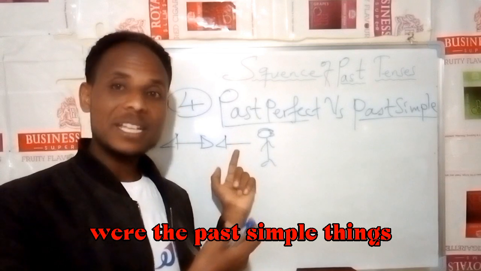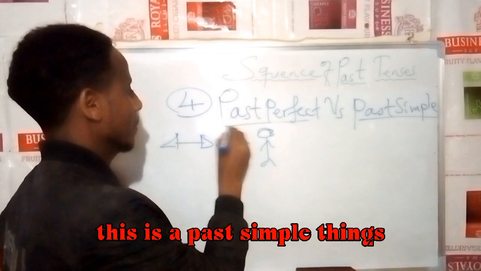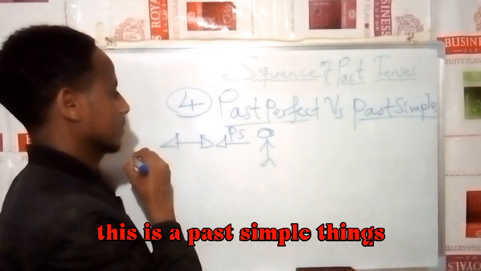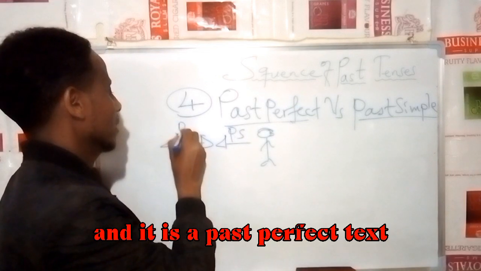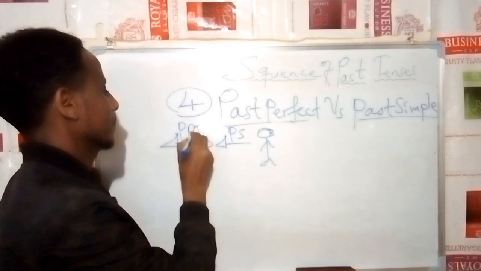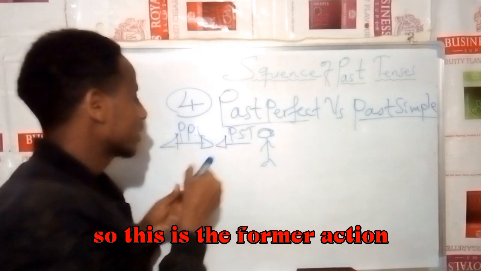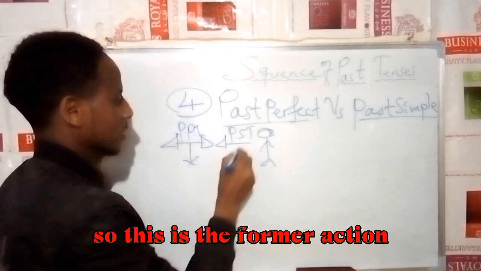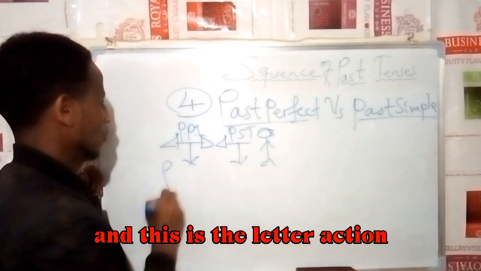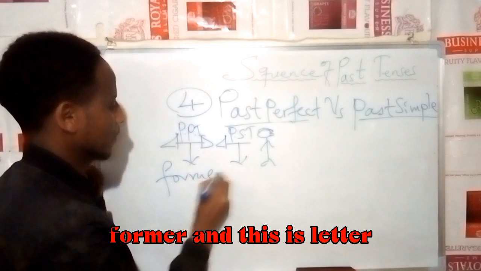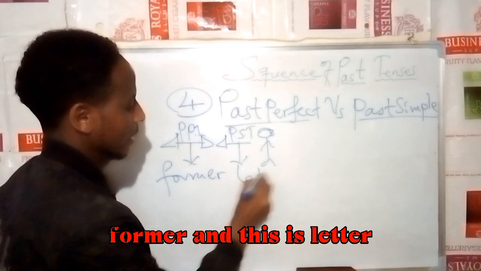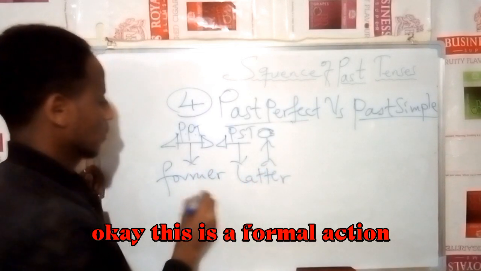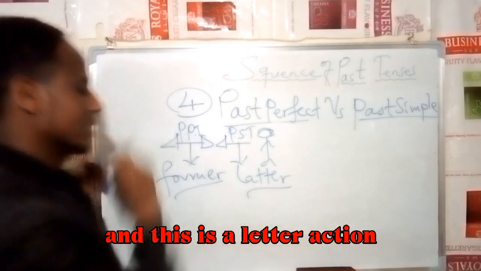But the past simple tense. This is a past simple tense. And it is a past perfect tense. So this is the former action and this is the later action. Former. And this is later. Okay. This is a former action and this is a later action.